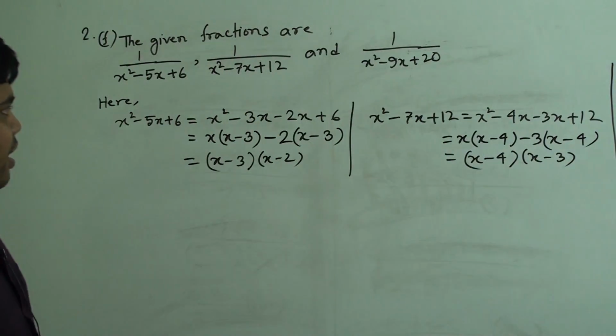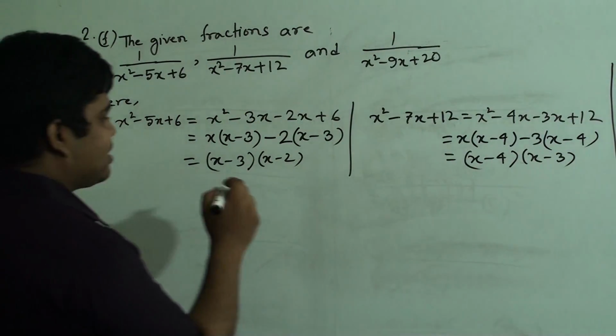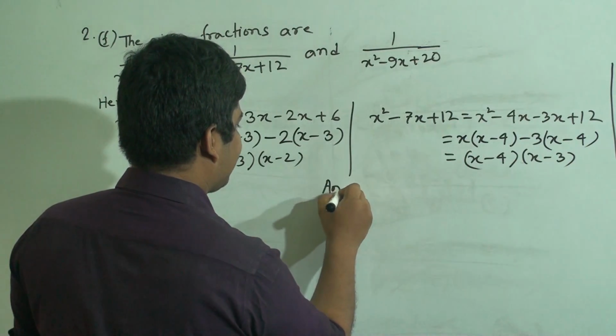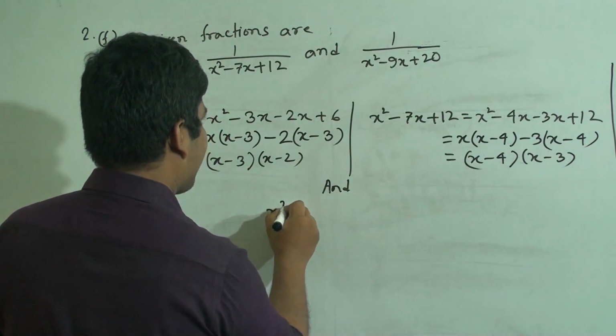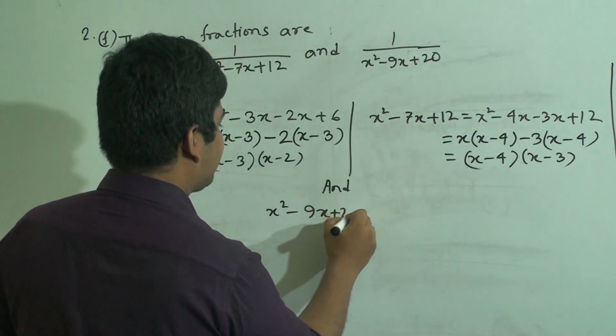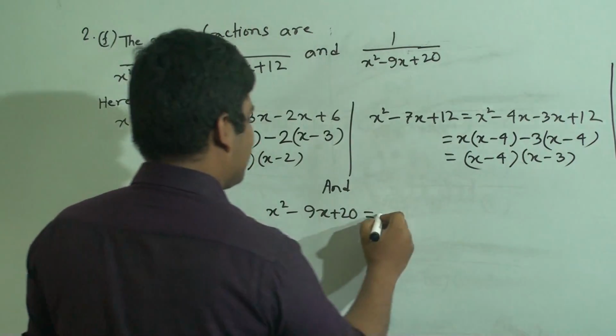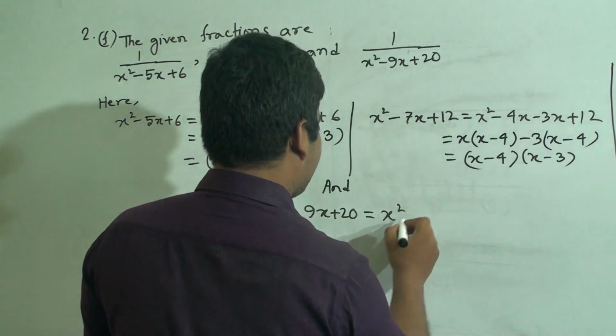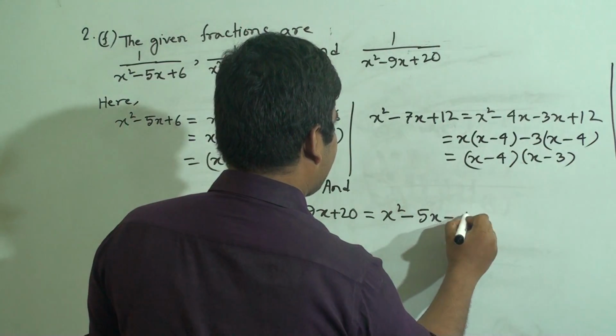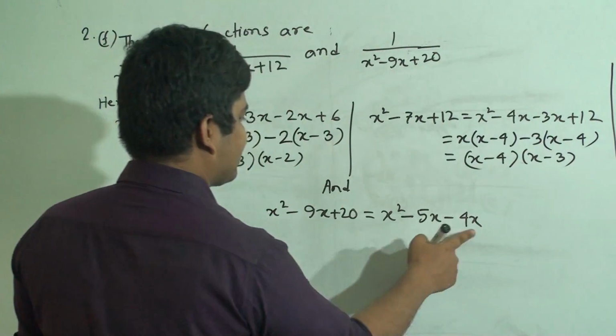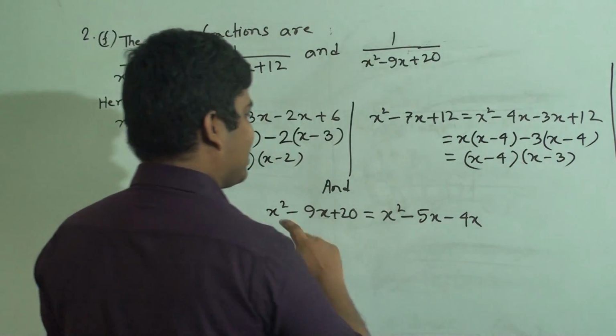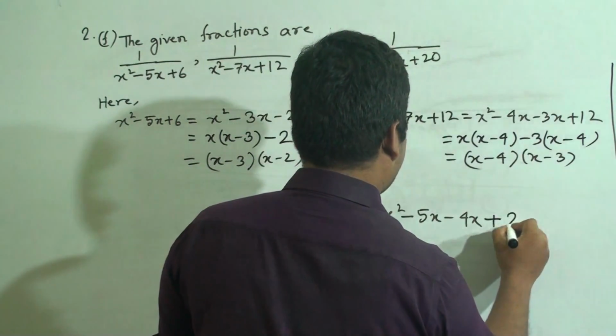Okay. Now my dear students, our last term is x square minus 9x plus 20. So in a similar way we break this by the middle term method, minus 5x minus 4x. 5x, 4x, 9x, if we multiply then we get plus 20x square.